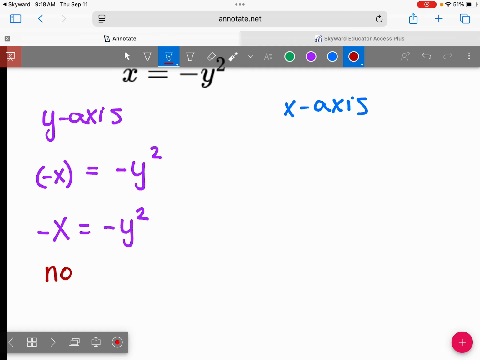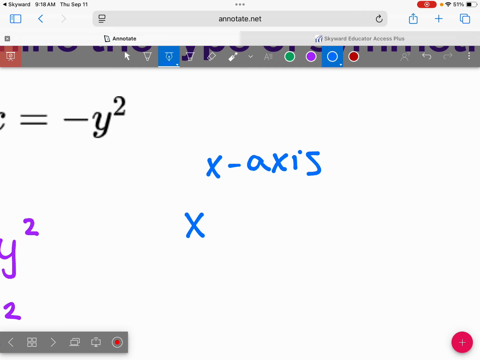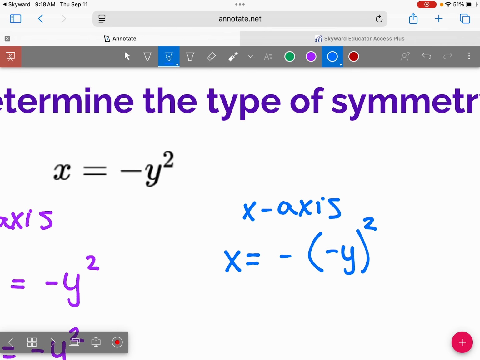Let's see about our x-axis symmetry. For this one, we're going to replace our y with minus y. So we're going to have our x equals the opposite of minus y squared. I'm substituting it in place of the y right here.